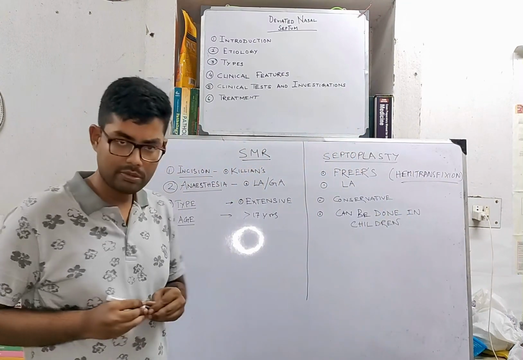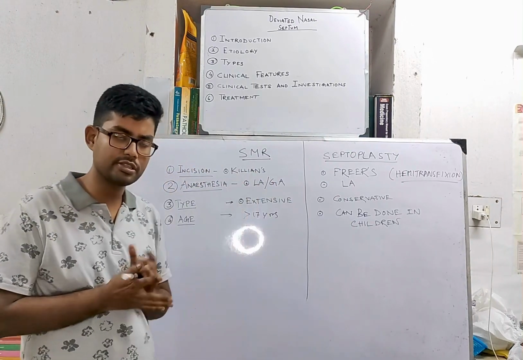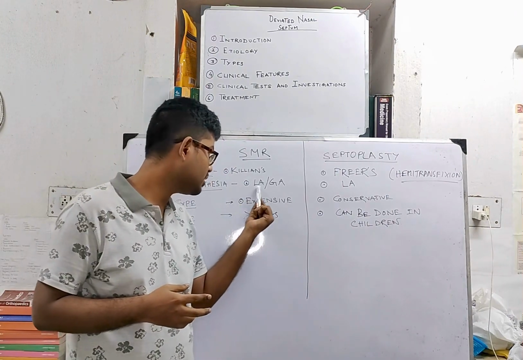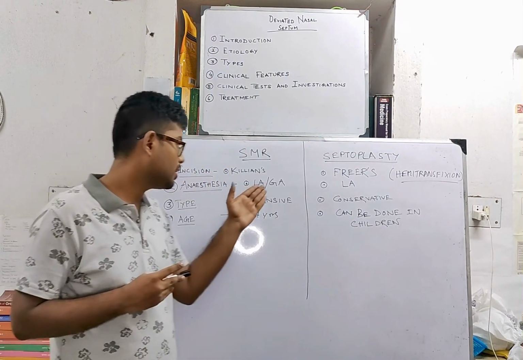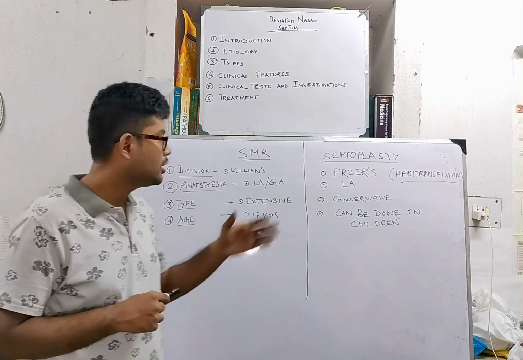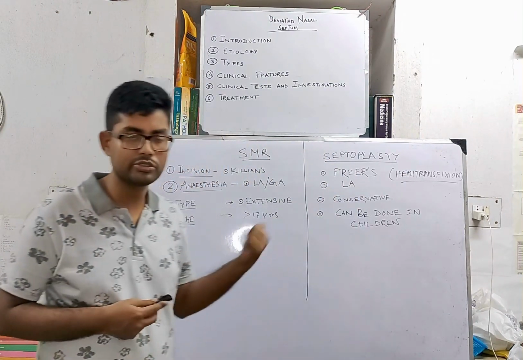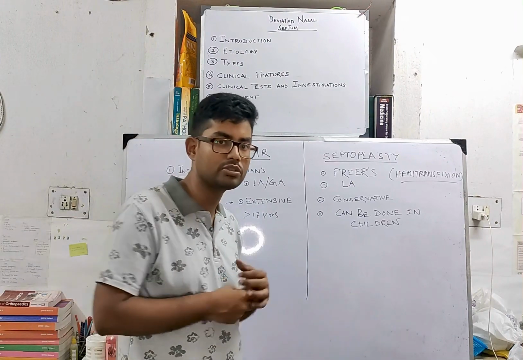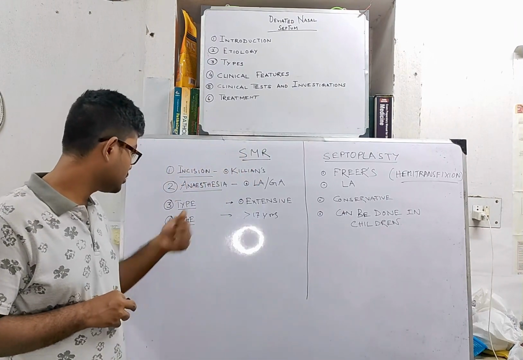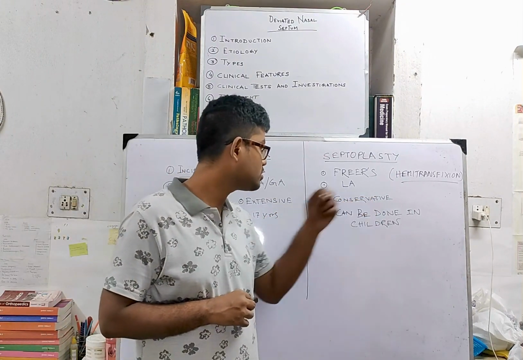Now coming to the anesthesia, since SMR is a more extensive surgery, we can plan the surgery to be done in local anesthesia, but for extensive surgery it is preferable that we do it in general anesthesia. Even for septoplasty it can be tried in local anesthesia, and since it is a shorter procedure than submucosal resection, normally we can do it in local anesthesia. So this I mentioned initially only, the type of surgery. SMR is a very extensive surgery, septoplasty is a more conservative surgery.